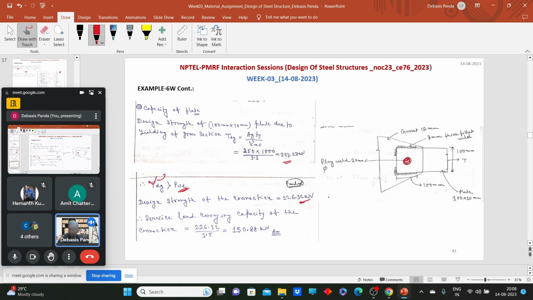What will be the service load carrying capacity? Just divide by factor of safety 1.5. So now we can say through this joint we can safely transfer a service load of 150 kilonewton.